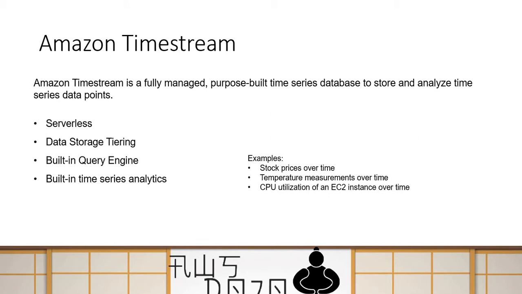Another example is if you're running an EC2 instance, then your CPU utilization and memory utilization over time. So in summary, time series data is a set of data points of measurements which is repeatedly published and which comes with its own timestamp. Okay, so that was just to give an example of some time series data points.